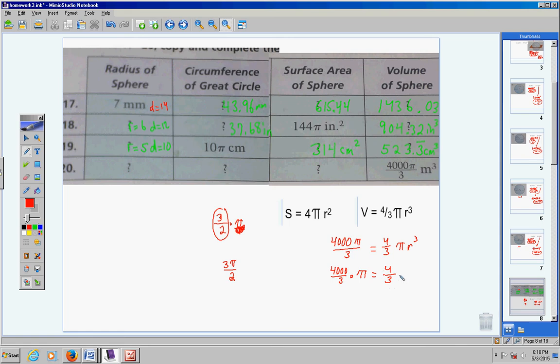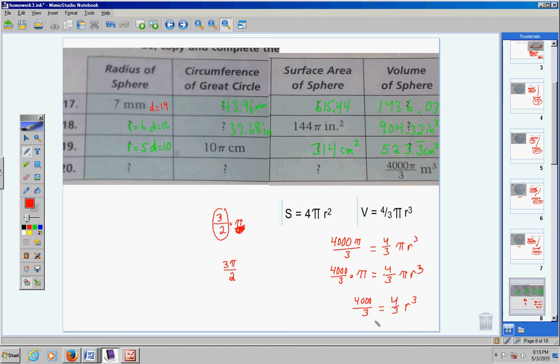And you might say, Mr. Earhart, how in the world does it make it easier? Are you kidding? Now we can see right away. I can divide by pi, and they cancel out. To me, it's a lot easier to see the pi's canceling out when you do it that way, okay? So divide both sides by pi, and the pi's cancel out. So now you're left with 4,000 thirds equals 4 thirds r cubed.